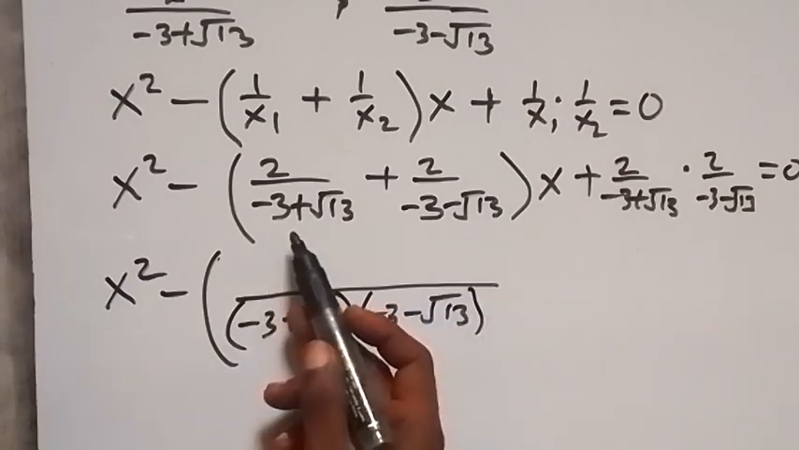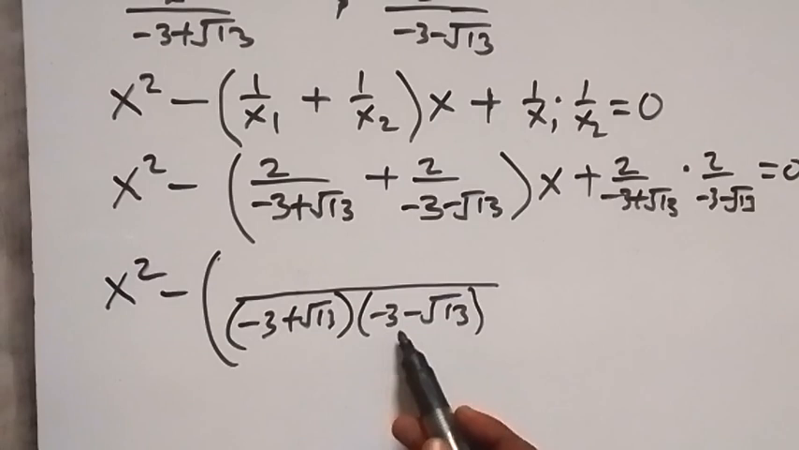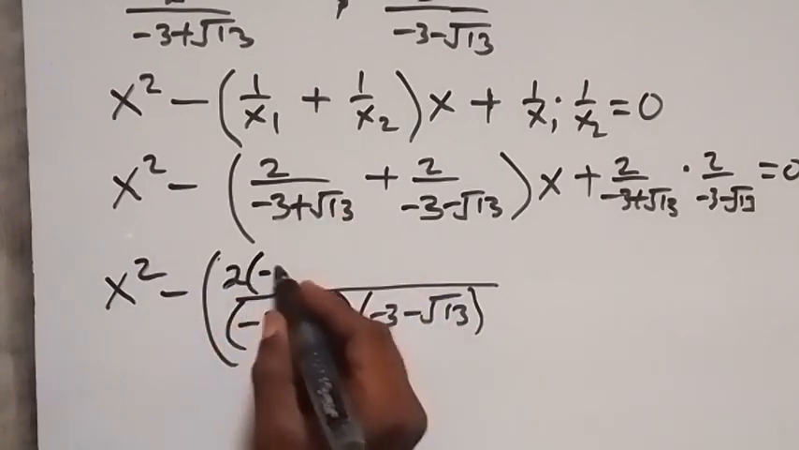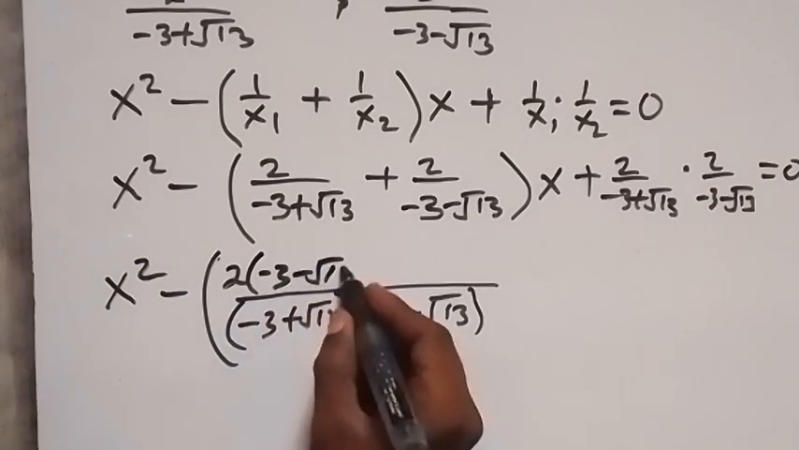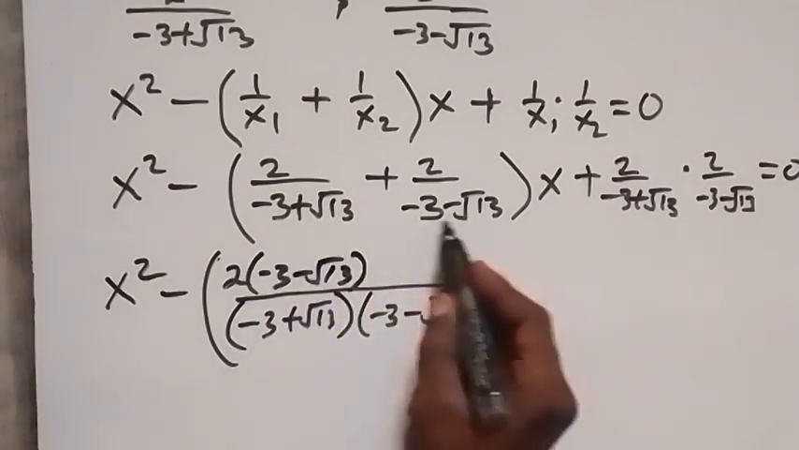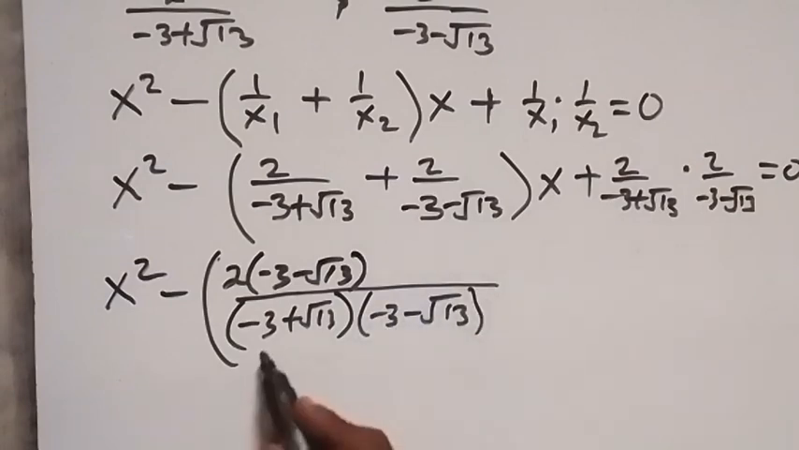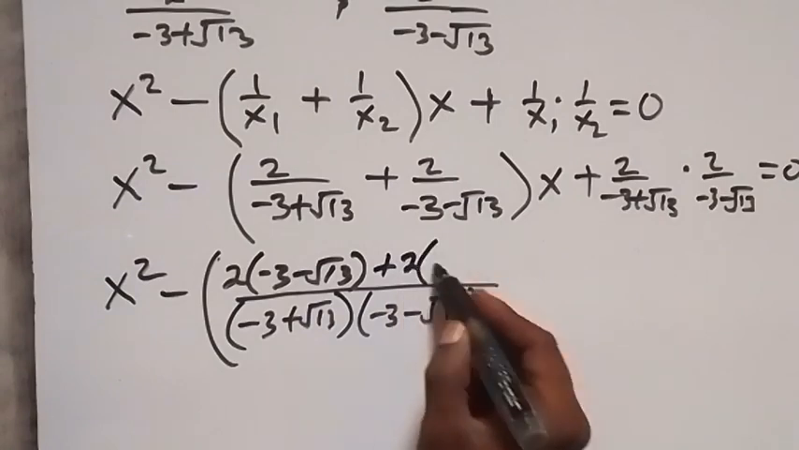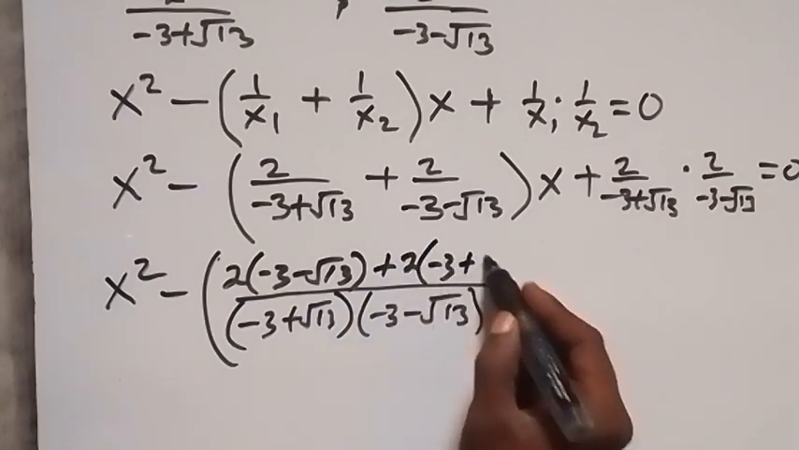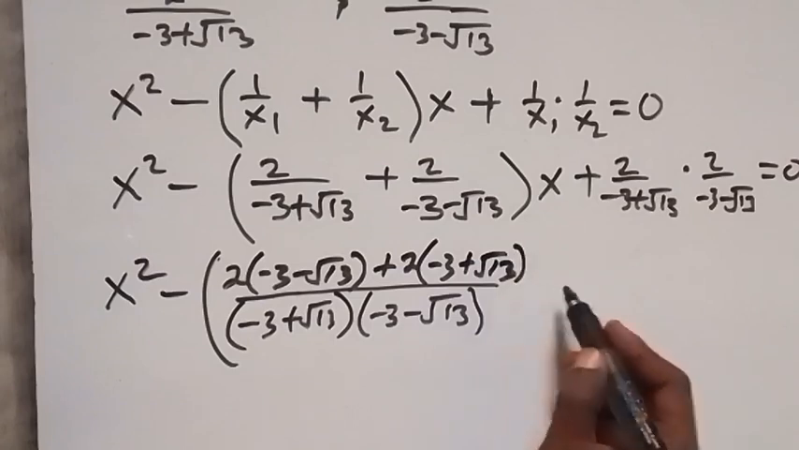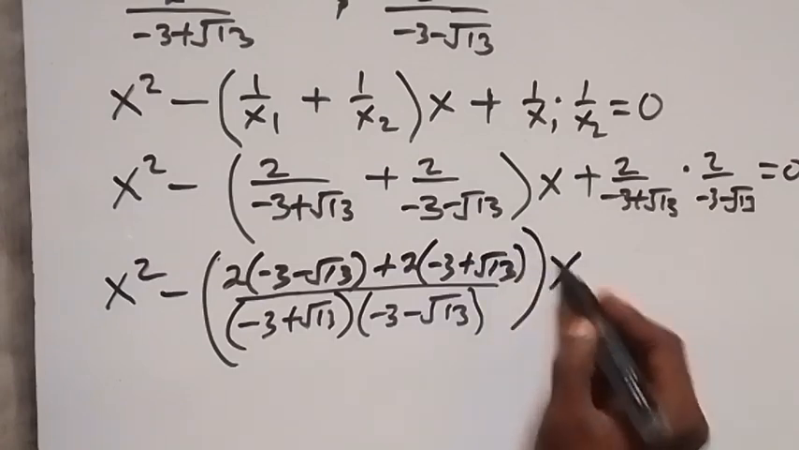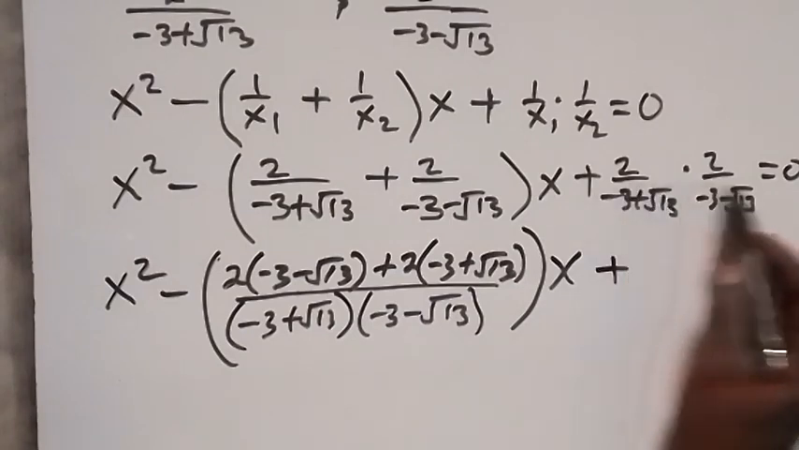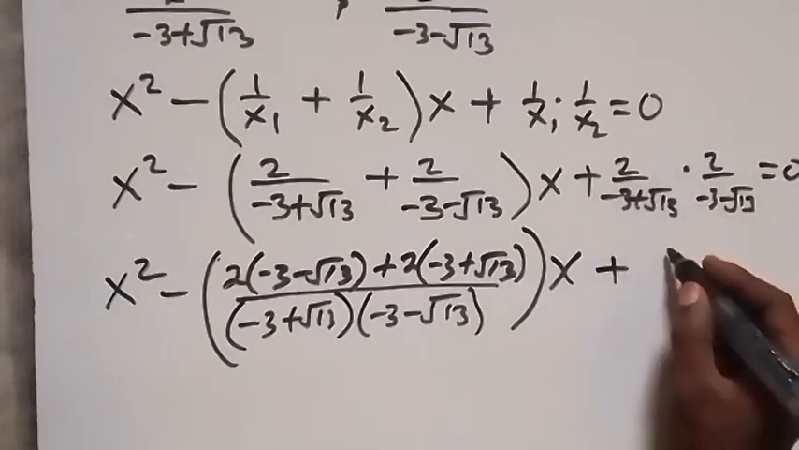Then when minus 3 plus root 13 goes here, remain minus 3 minus root 13, then times 2. That will give us 2 into bracket minus 3 minus root 13. Then when minus 3 minus root 13 goes here, remain minus 3 plus root 13, that will be plus 2 times minus 3 plus root 13. And then we have multiplied by x, which is a variable. Then plus, here, we multiply 2 times 2, that's 4.